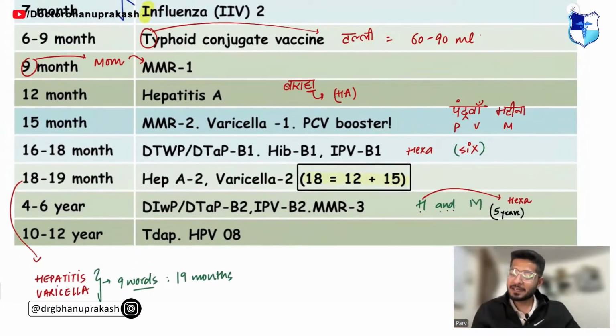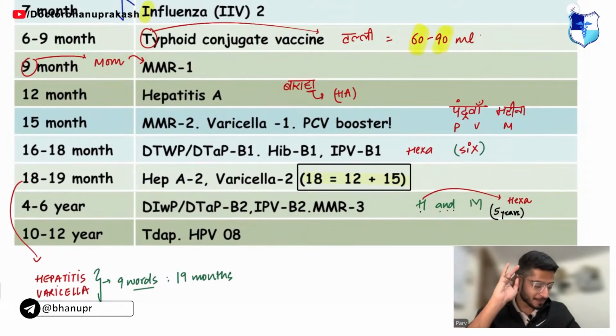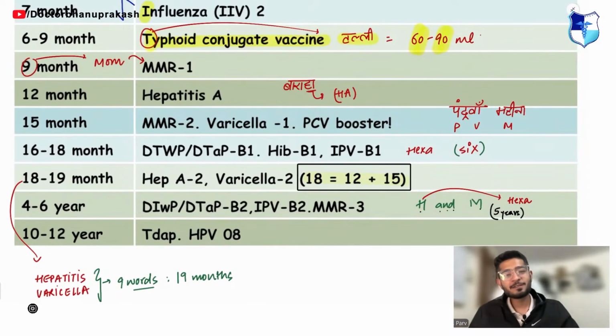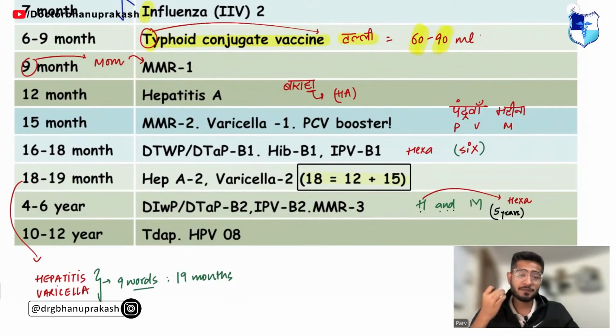Okay, 6 to 9 months. 60-90 ka peg maar ke kya ho jaate hain? Talli. So talli ho jaana means T for typhoid conjugate vaccine. Okay, T for typhoid conjugate vaccine. So talli ho jaana, 60 to 90 months, 90 ml. So 6 to 9 months typhoid conjugate vaccine.